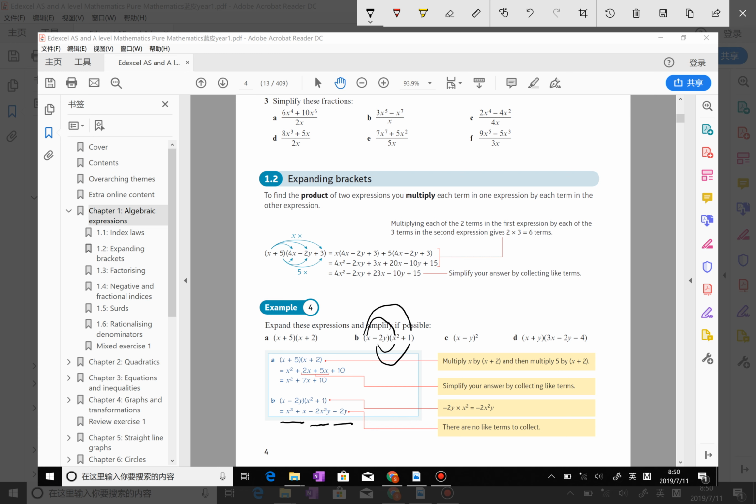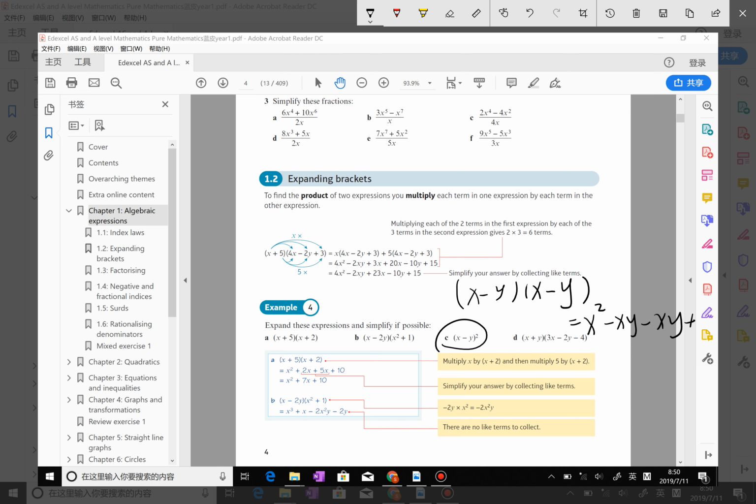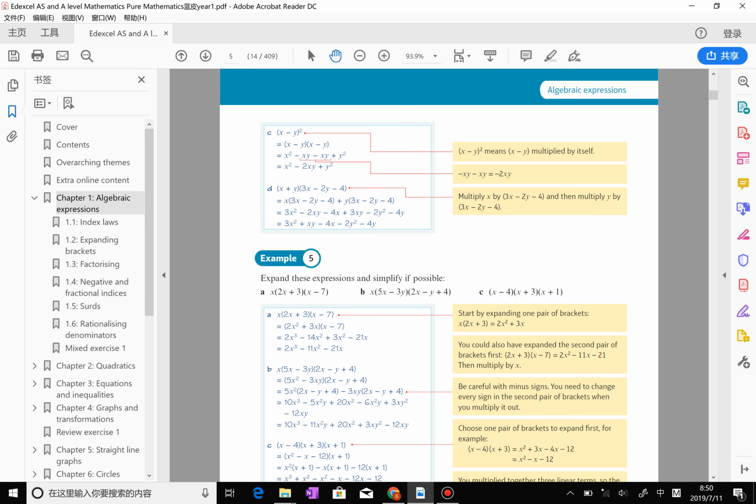All right, so let's look at c. (x minus y) squared, we can look at it as (x minus y) times (x minus y). So the final answer should be x squared, then next minus xy, minus xy, plus y squared. We can simplify, so we have x squared minus 2xy plus y squared.